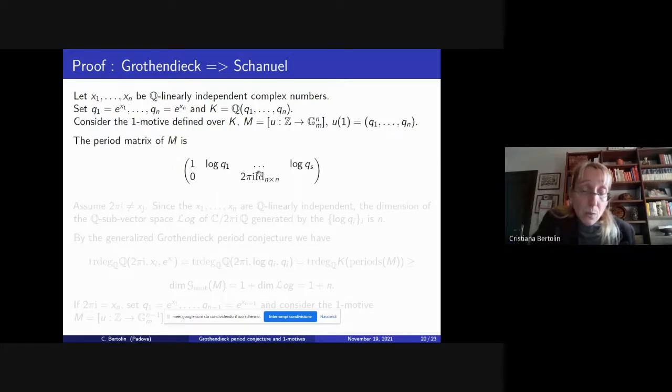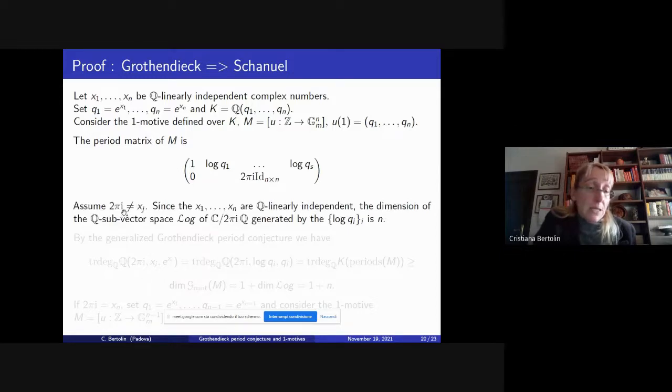In this case, the period matrix is very easy. So we have 2 pi i as the period of the torus, and the generalized logarithm of the point Q1, ..., Qn is just log Q1, ..., log Qn, because in this case you have just the toric part. Now, if 2 pi i is not one of the xj, then since x1, ..., xn are Q-linearly independent, the dimension of the Q-vector space log is n, since it is generated by the log Qi.